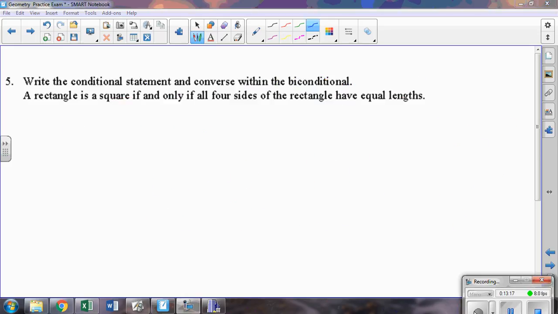Continuing further, write the conditional and the converse for this biconditional. Remember that a conditional statement has what format? Conditional is P implies Q. A converse has what format? That's Q implies P. And the biconditional is P if and only if Q.